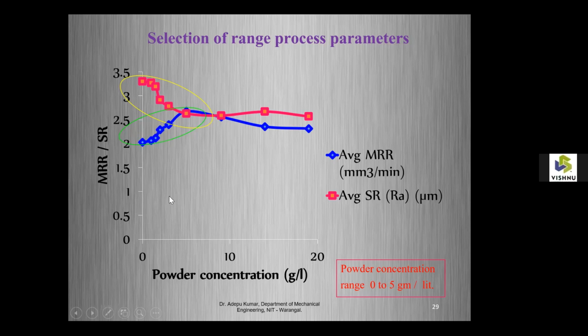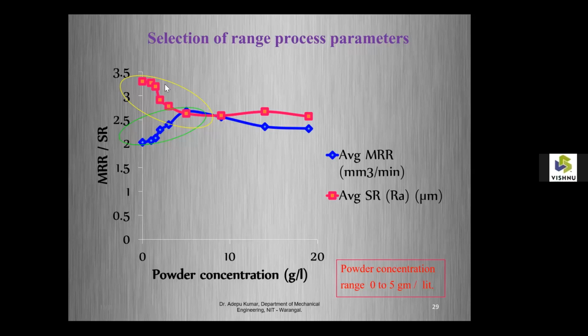After a certain powder concentration, it is decreasing again. This is because if you add more powder to the EDM oil, agglomeration takes place. Due to agglomeration, the energy is not effectively transferred to each and every powder particle. That's why the spark intensity is very low or reduced. That's why the metal removal is decreased.